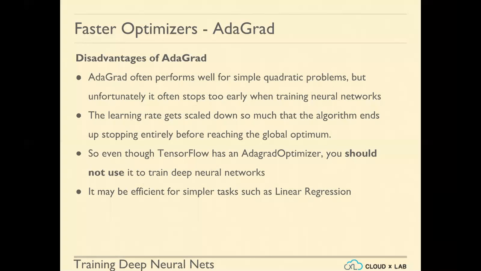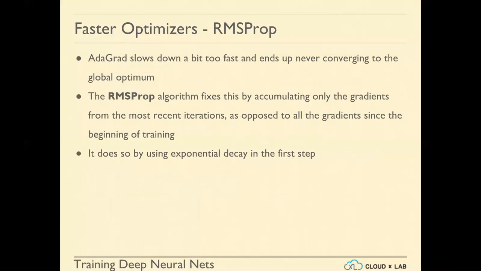So AdaGrad was a good way to find the shortest way towards the optimization, but it was also the slowest. Okay, and this is where the other optimizations happen. So this is where RMSprop comes into play.